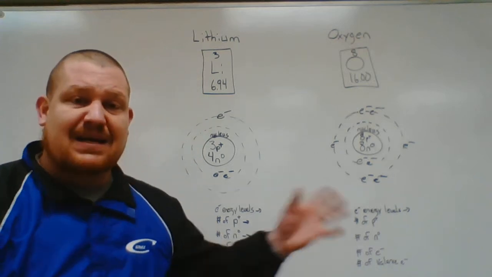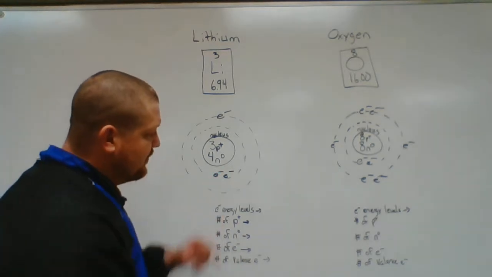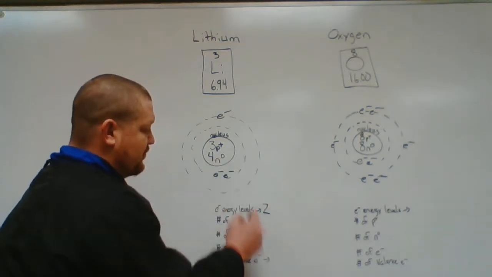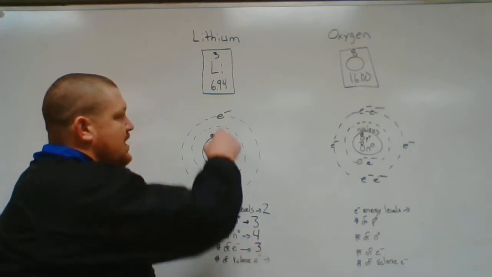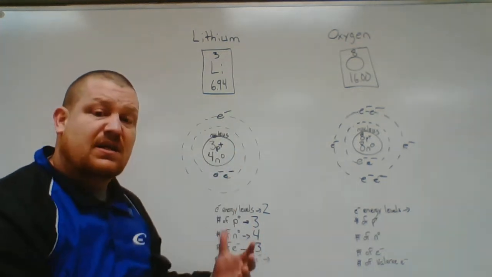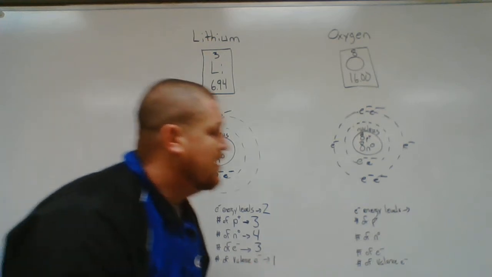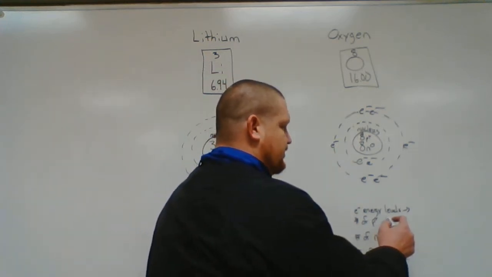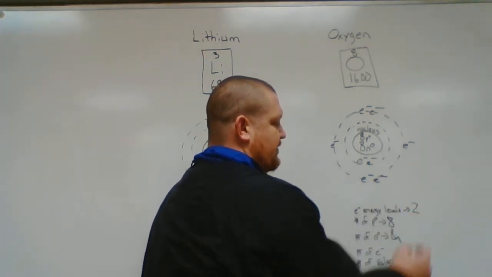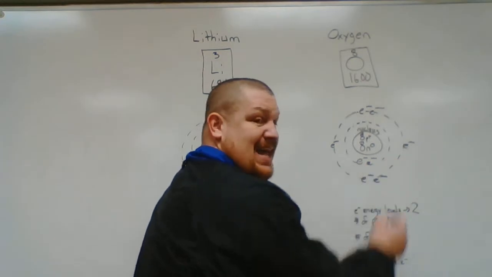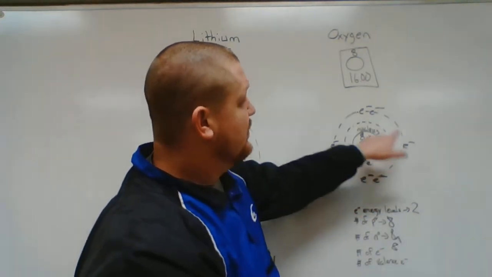So we have mapped out our lithium and our oxygen. In our base atom, we have 2 energy levels, 3 protons, 4 neutrons, 3 electrons. Our outer energy shell is our valence, so we have 1 valence electron. Over here, we got 8 protons, 8 neutrons, 2 energy levels, and 8 total electrons. And in our outer level, we have 1, 2, 3, 4, 5, 6.